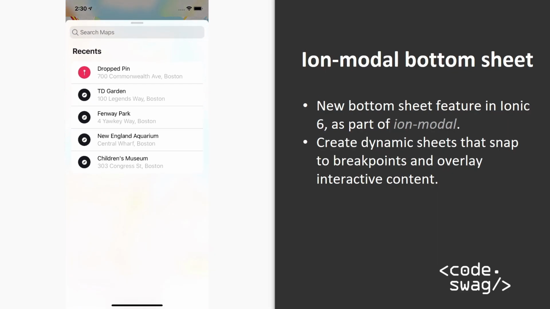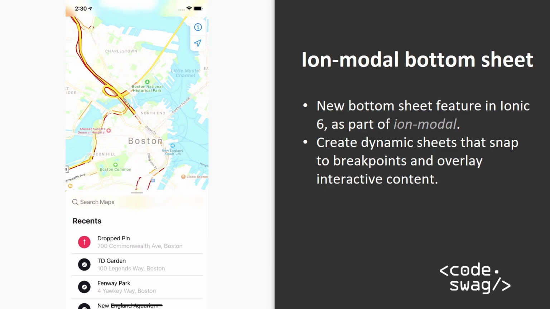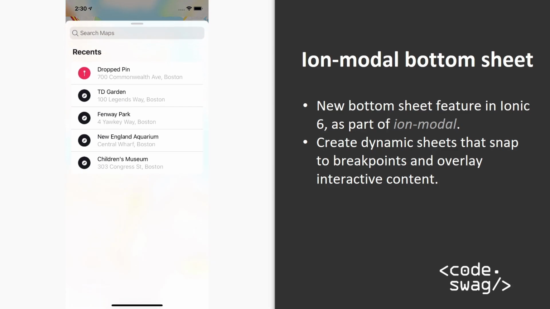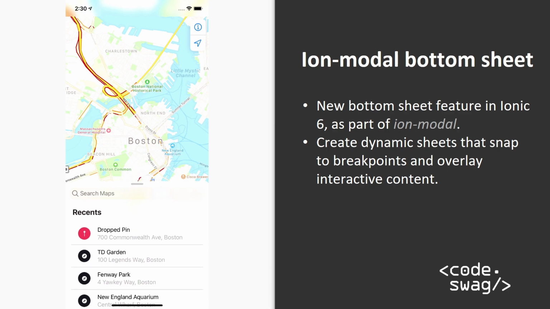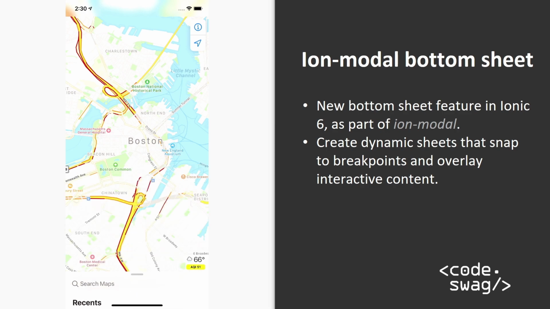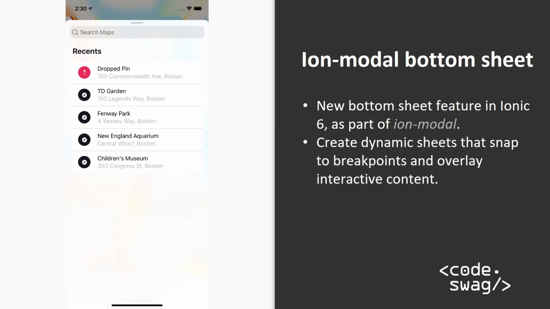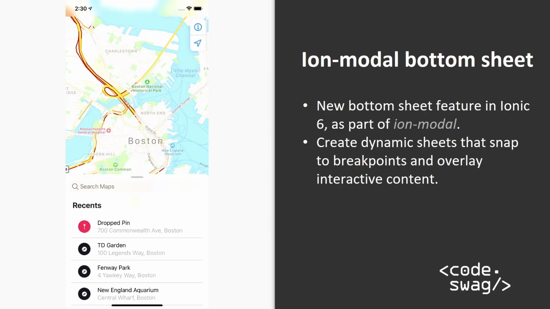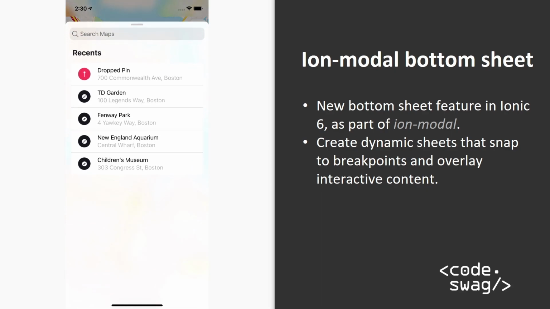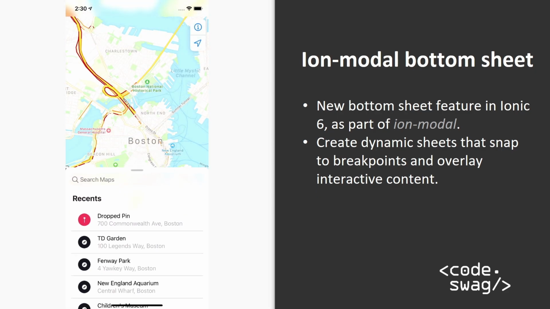Ion-modal has got some significant updates in Ionic 6, one of which is the new bottom sheet feature. Using ion-modal, developers can create dynamic sheets that snap to breakpoints and overlay interactive content like the map that you see on your screen.